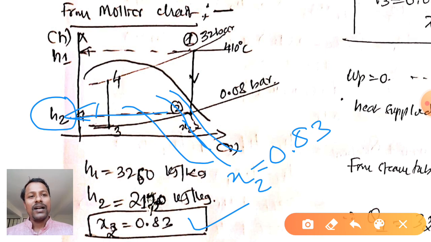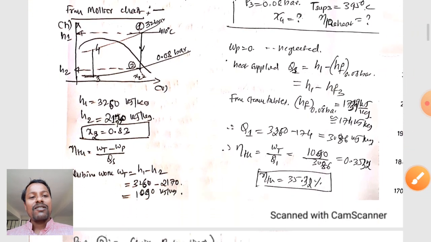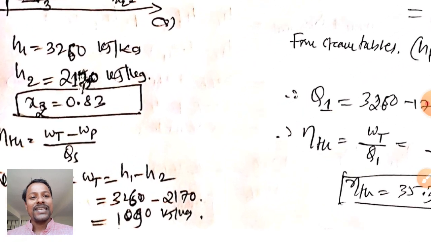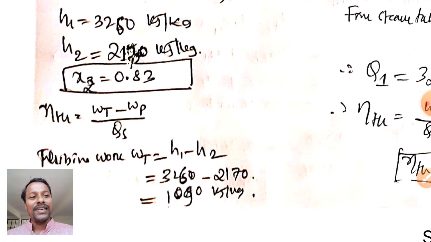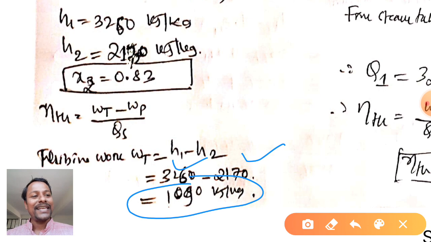So now after reading these values, H1 I have got as 3260 kilojoule per kg, and H2 I have got as 2170 kilojoule per kg. Now after getting these values, let me calculate the turbine work. I will substitute H1 as 3260 and H2 as 2170. So I will be able to calculate the turbine work as 1090 kilojoule per kg.